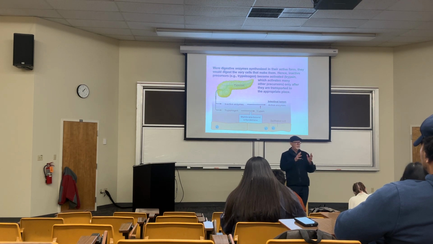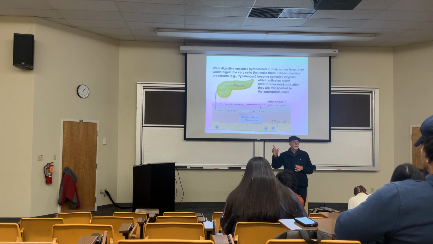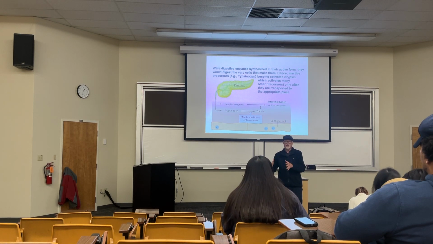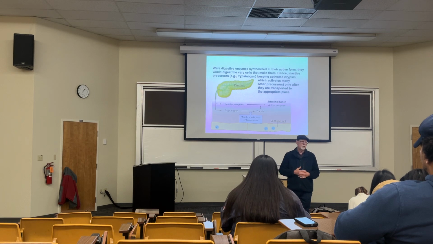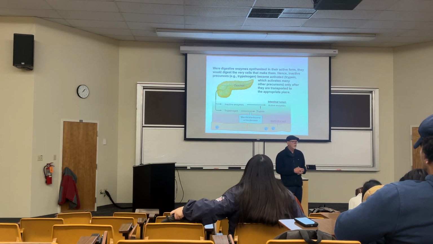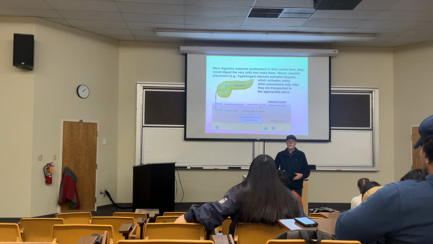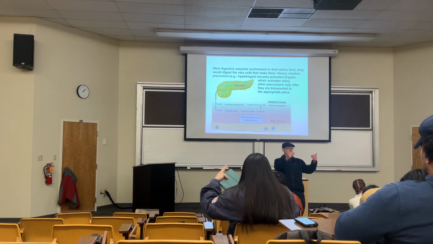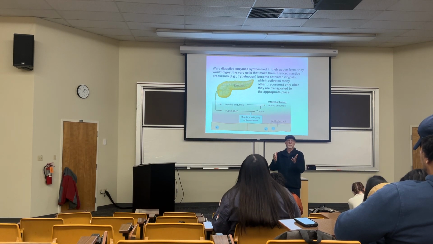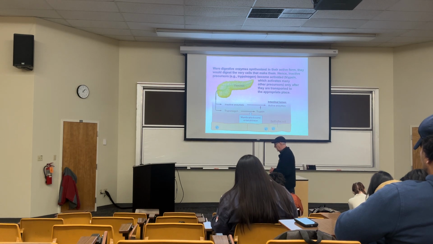A bicarbonate, HCO3 minus fraction, which neutralizes the acid coming from the stomach. Remember, these exocrine secretions are being secreted into the duodenum, the first part of the small intestine. So we neutralize that acid. That's going to raise the pH, make it more alkaline, isn't it? So we want to do that.